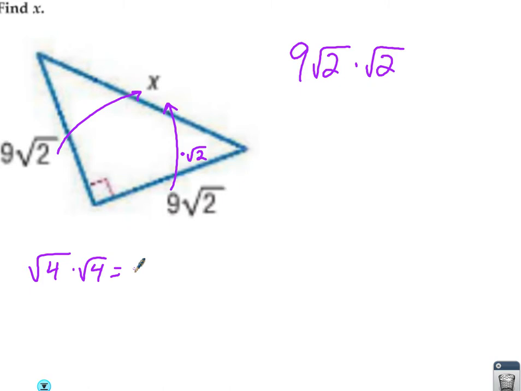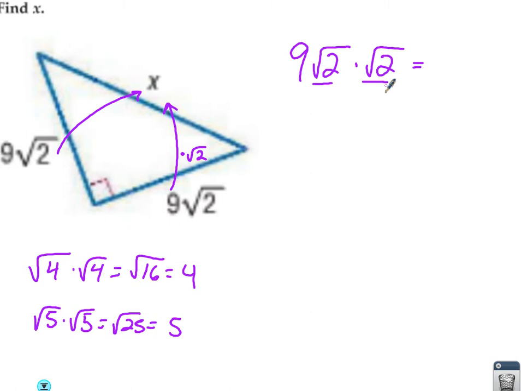You can multiply square roots together. The square root of 4 times the square root of 4, that's the square root of 16, which is 4. The square root of 5 times the square root of 5 is the square root of 25, which is 5. When you multiply a square root times itself, such as the square root of 2 times the square root of 2, what are you going to get? 2. So this is 9 times 2, or 18. The hypotenuse here would be 18.